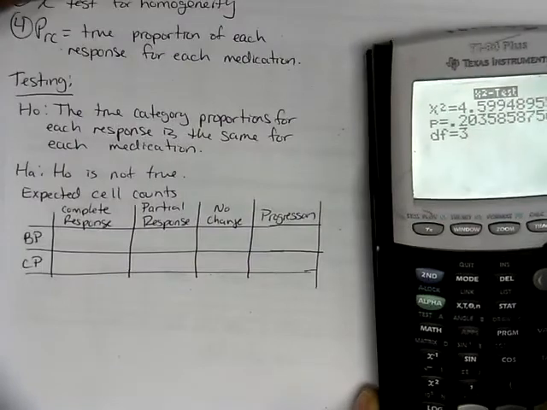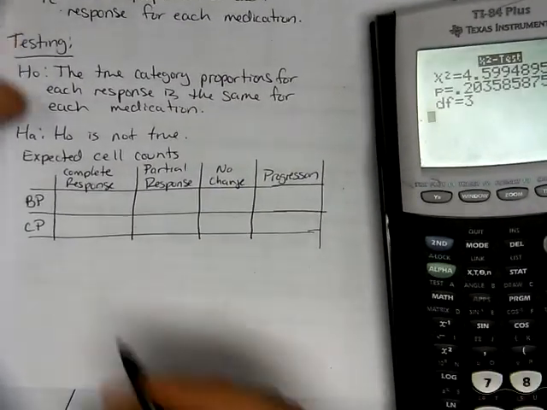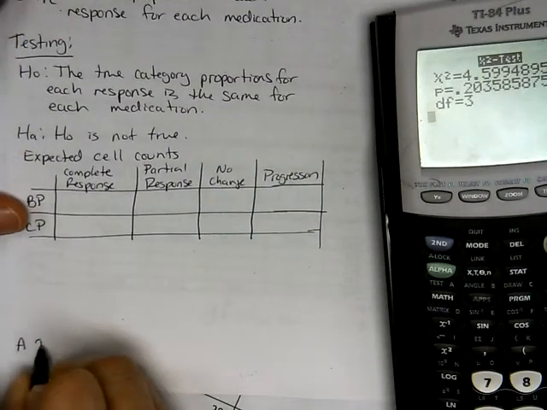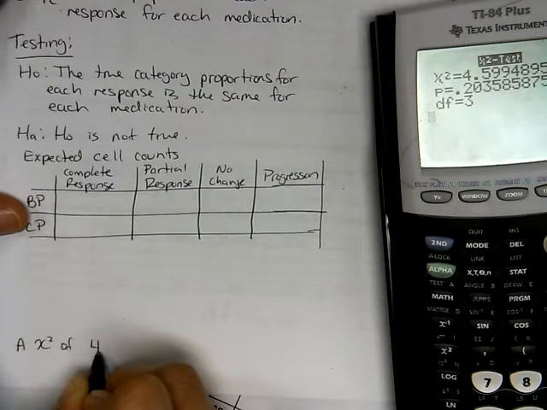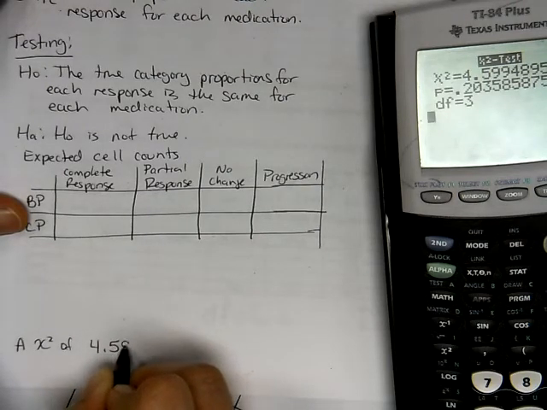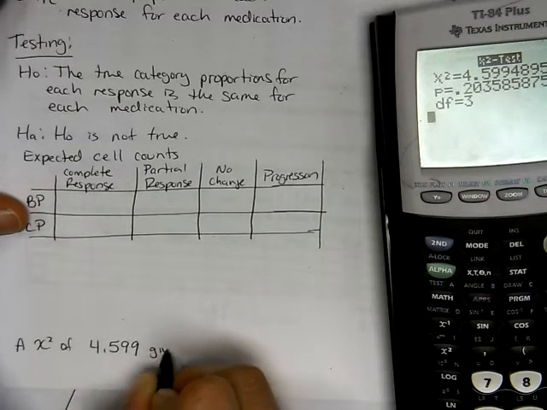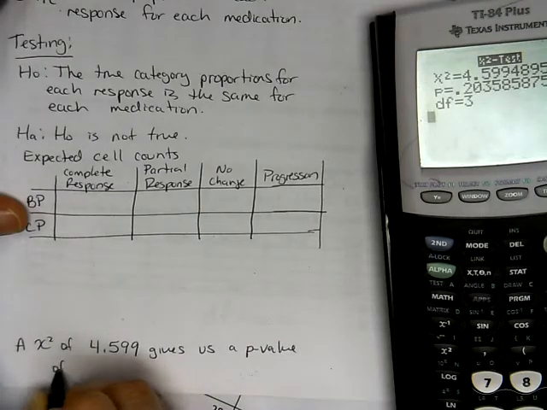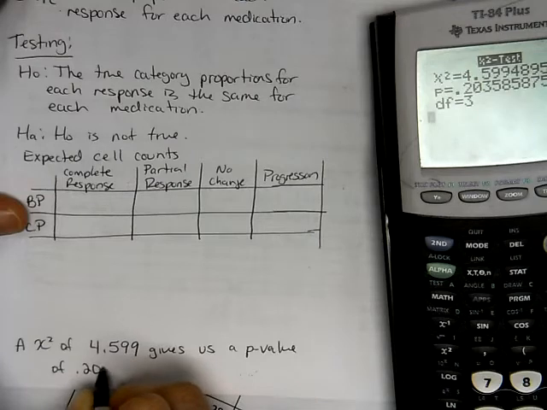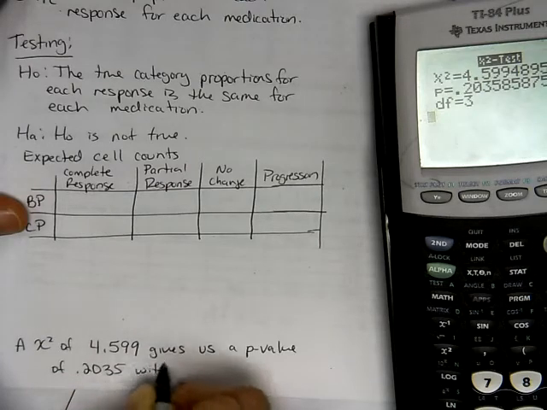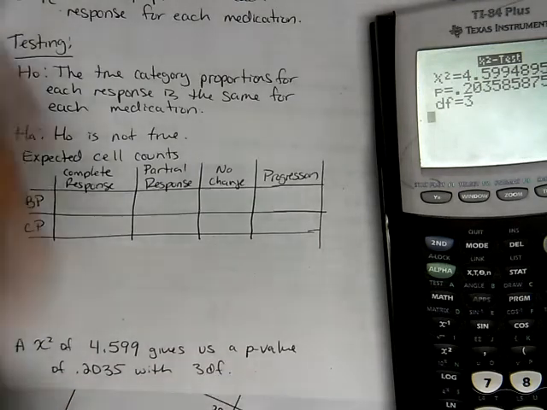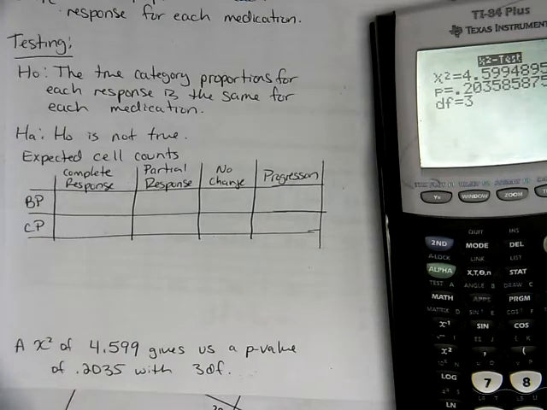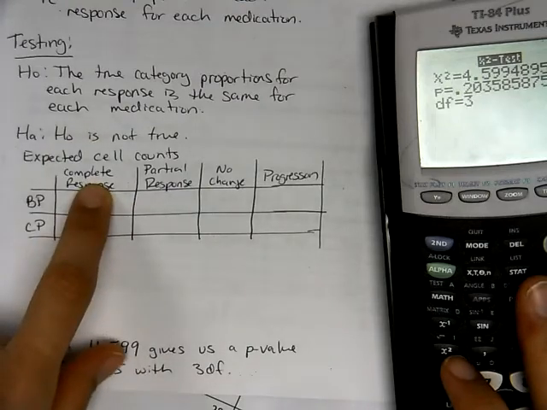So what I tend to do is, I know I got to show the formula. So down here I'll write my sentence. A chi-squared of 4.599 gives us a p-value of 0.2035 with 3 degrees of freedom. So I'll write that out. And now I'll go back and put in my expected values.